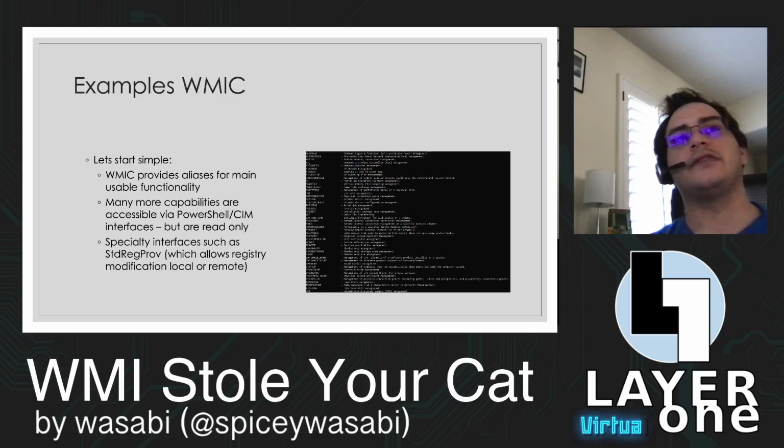There are additional interfaces that aren't as easy to use with WMIC, such as the standard registry provider, which allows you to do registry modifications remotely. For example, if someone turned off remote registry, but you had WMI access, you could insert registry keys or change them or update them to a form that allows you to do what you wanted to do.